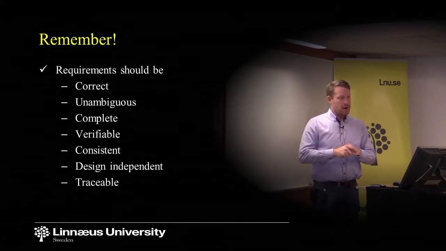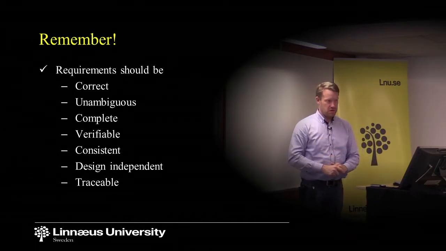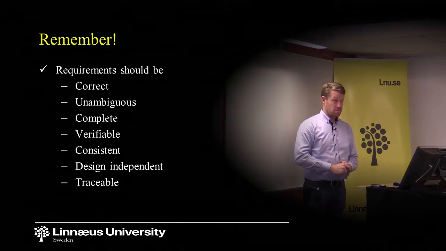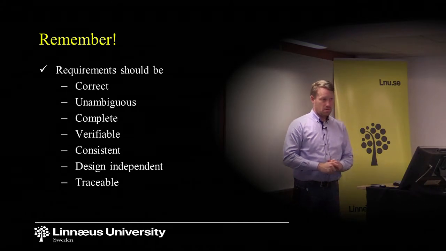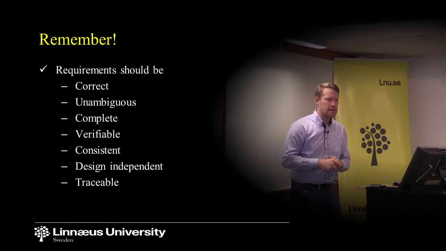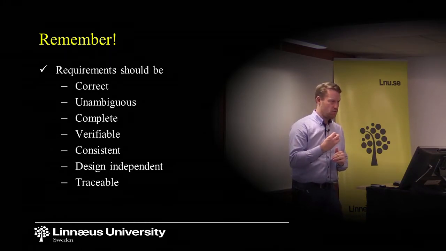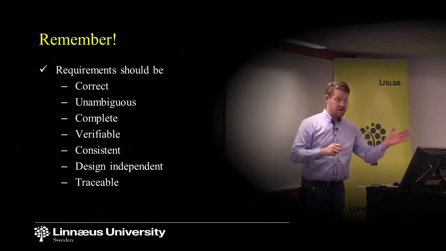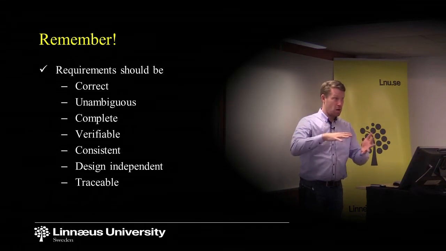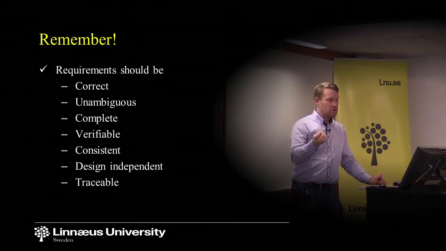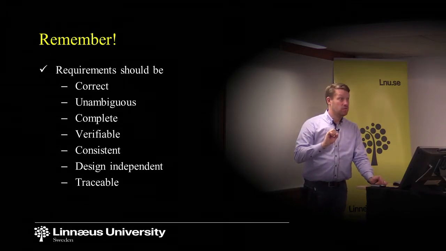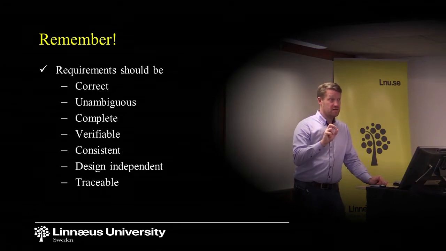When you write your requirements, specify them for the development team, they should be unambiguous. Ambiguity is a great challenge. What do we mean by this requirement? What does it mean? Does it mean red or green? Left, right? Big, small? It might sound quite easy to write unambiguous requirements, but in practice it's not.